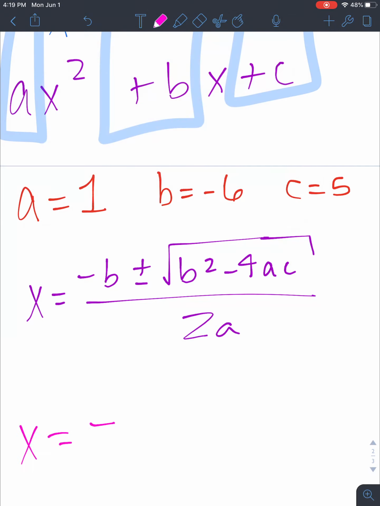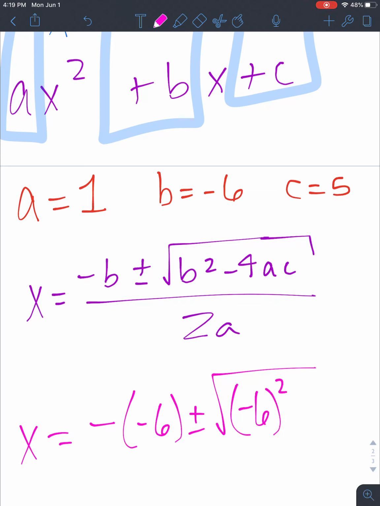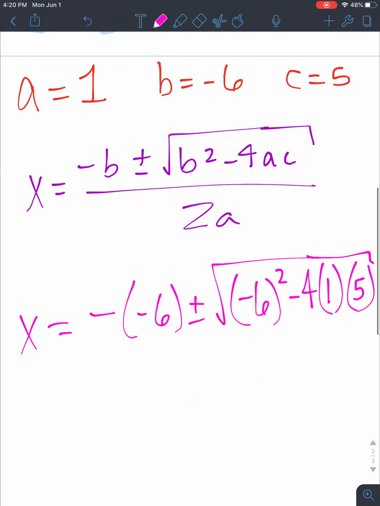So we get x equals negative, but our b is -6. So we have -6 plus minus the square root of b squared, but remember b is -6, squared, minus 4 times a, which is 1, times c, which is 5. And that's all being divided by 2 times a, which is 1.